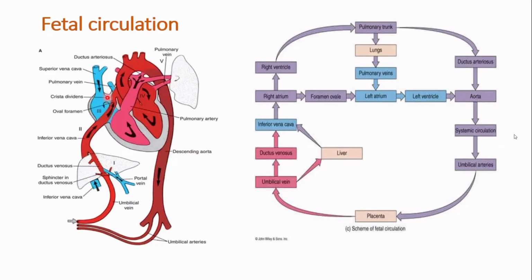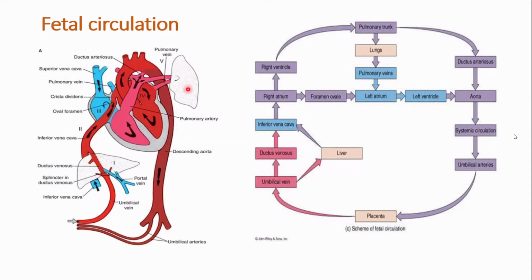Now, a certain amount of blood will be mixed in the right atrium from the deoxygenated blood received from the superior and inferior vena cava, and this blood will come into the right ventricle. From the right ventricle, what will happen? It will go into the pulmonary trunk.